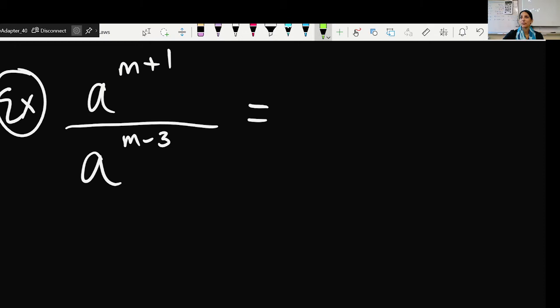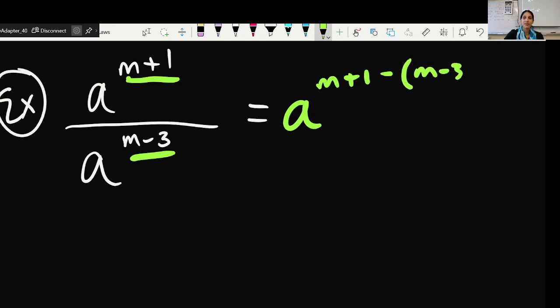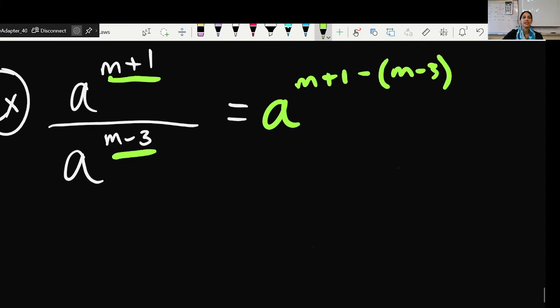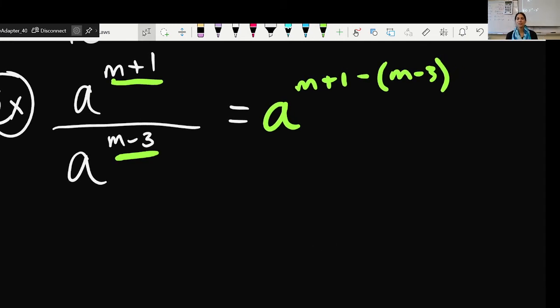What is the base for both of these questions? A. So we're still going to have A. And what do I do with this and this? We subtract them. So I'm going to have m plus 1, and I'm going to subtract, and I have to put it in brackets because I'm subtracting the whole thing. Do you see why the brackets really matter?